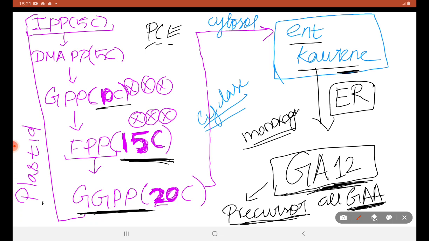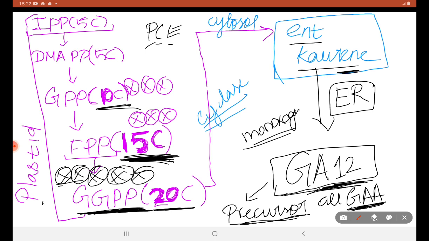IPP and dimethyl allyl pyrophosphate are 5-carbon. Geranyl pyrophosphate is a 10-carbon compound. Farnesyl pyrophosphate is a 15-carbon compound. Geranyl pyrophosphate is a 20-carbon compound. Very important from the CSIR exam point of view, and we will be learning this again in secondary metabolites, terpenes as well. Okay, hope this is clear. Cyclase is an enzyme that is involved in conversion of geranyl pyrophosphate to ENT kynurin.